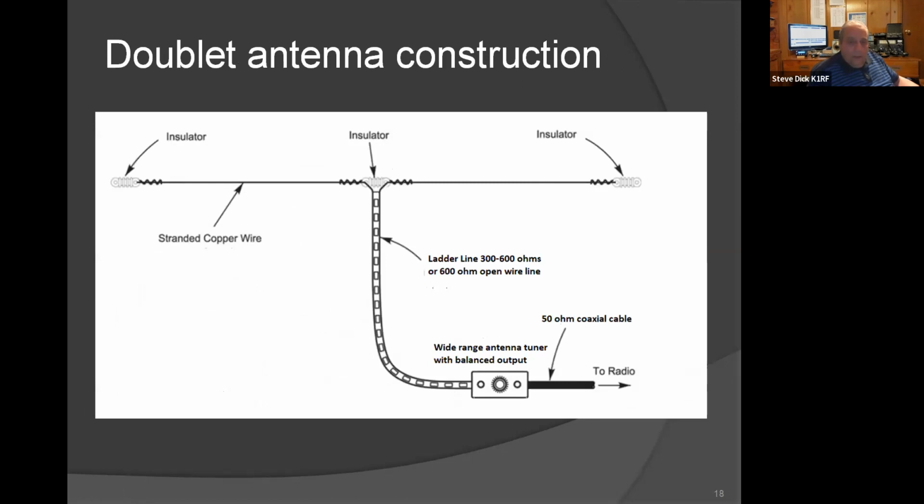Okay, now let's talk about doublet antenna construction, which I covered earlier. It's basically a wire antenna with a center insulator and end insulators and a feed line of some sort, fed by a wide range antenna tuner with balanced output. It must have balanced output. And then on the other side of it, you have 50 ohm coax going to the radio.